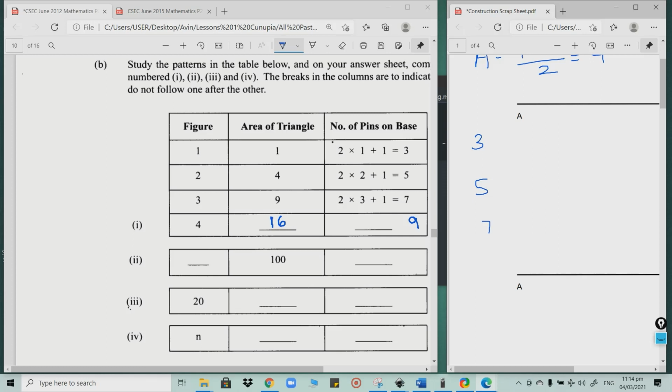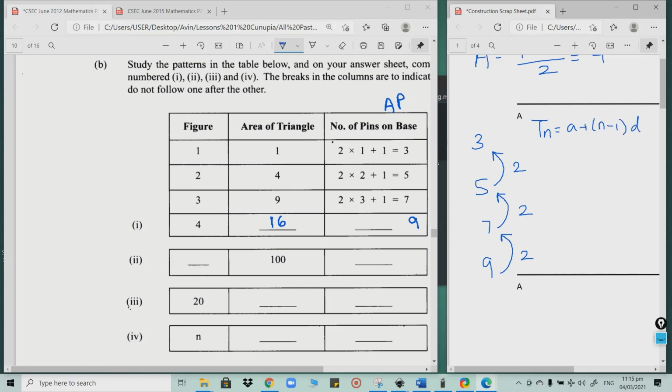And then we have the 9. 5 minus 3 is 2. 7 minus 5 is 2. 9 minus 7 is 2, right? So the difference between each successive number is 2. So the base number of pins is definitely an AP, all right? However, I don't even think we need to go to the formula, even though we can get this out using the formula for an AP.